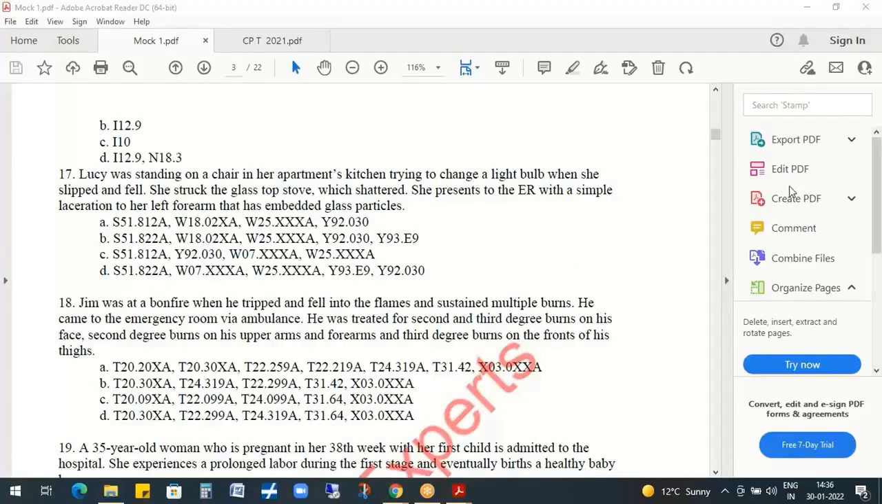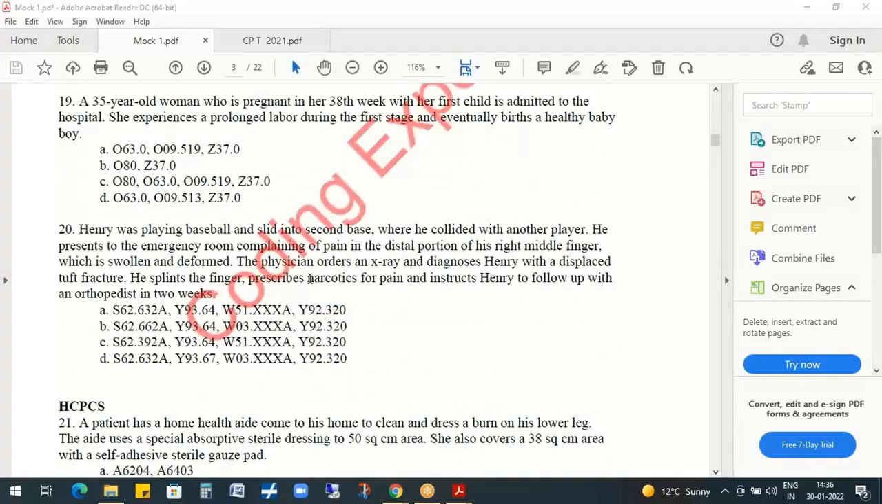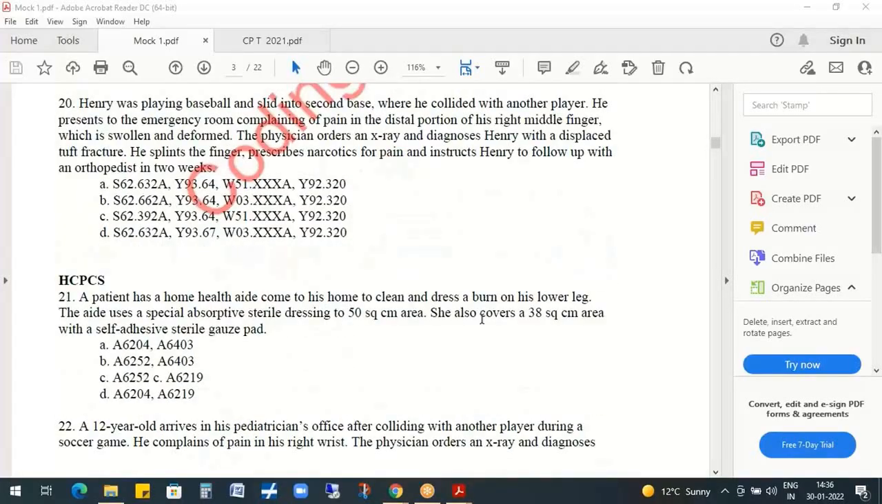Now, up to 20, any doubts? Okay. Lavanya, 21 is your doubt. HCP says Lavanya. Here, what is your doubt? A patient has a home health aide come to his home to clean and dress a burn on his lower leg. The aide uses a special absorptive sterile dressing of 50 square centimeters and a 38 square centimeter self-adhesive sterile gauze.